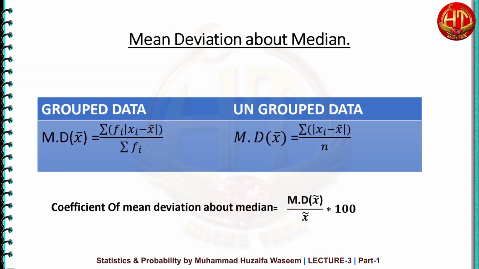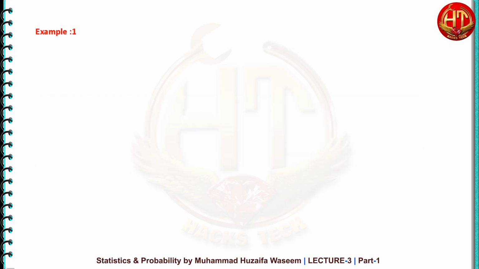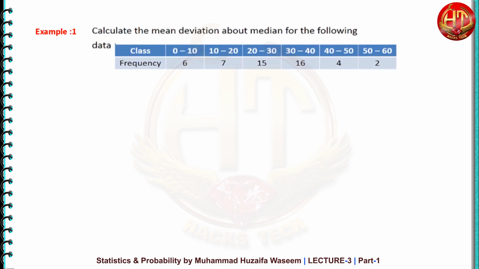Deviation about the median. The mean deviation from the median is a measure of spread. It tells you how far the values deviate from the median. You have to know two formulas, for grouped data and ungrouped data. The coefficient of mean deviation about median is equal to the mean deviation about median divided by median, multiplied by 100. Let's see another example for calculating the mean deviation about the median.